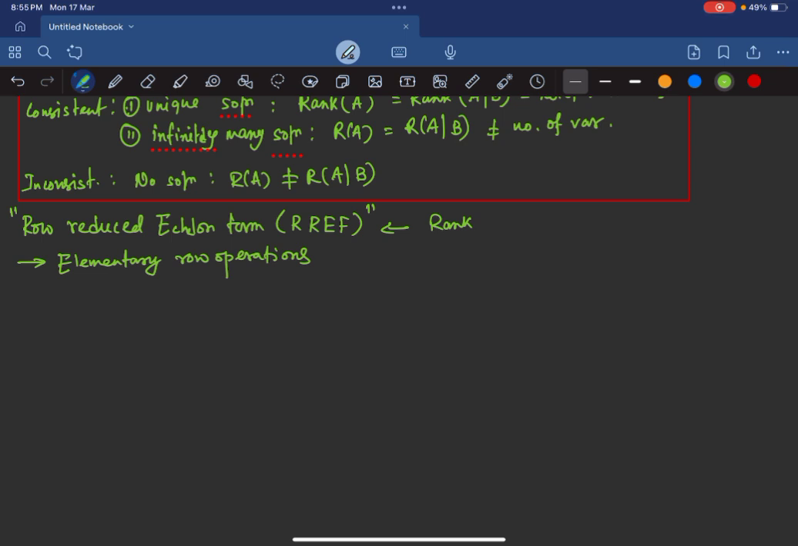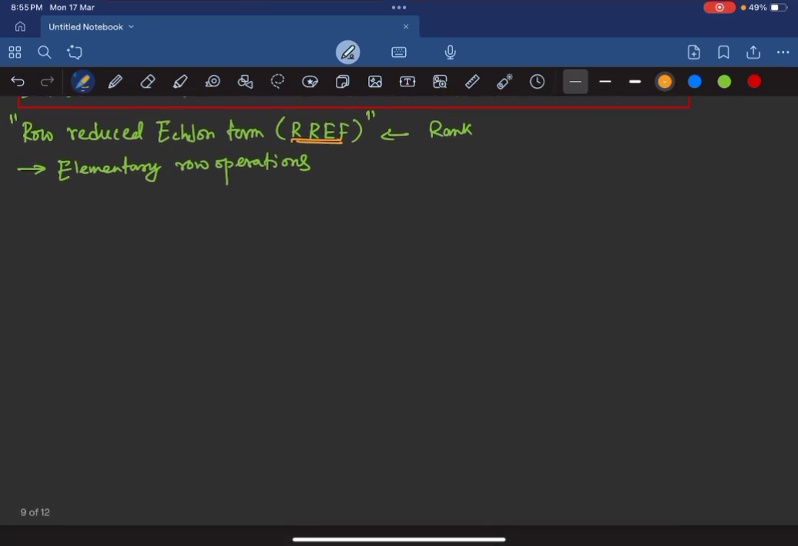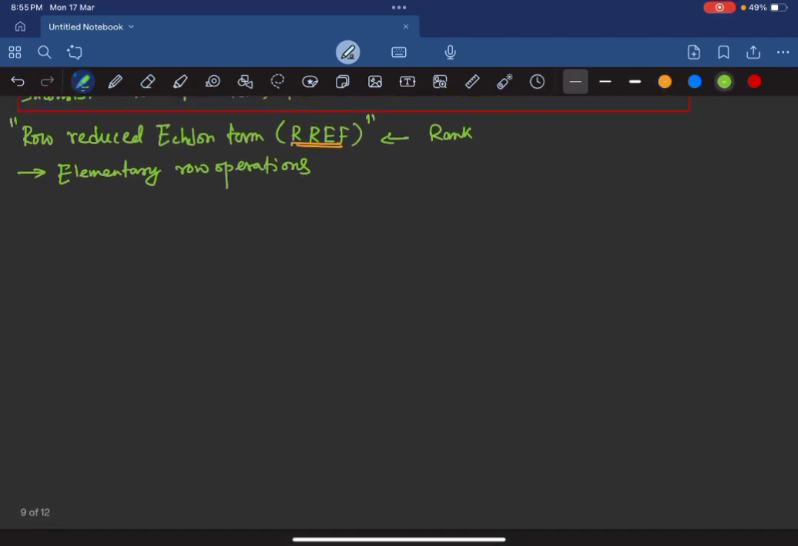So first let me take one question. Through the question we will try to understand these concepts. This particular topic, row reduced echelon form, is very vital, and try to understand this from examples. Now we are going to the example. So first write down this question.